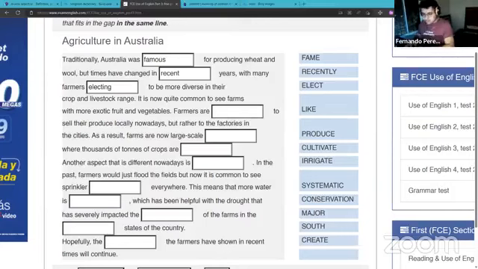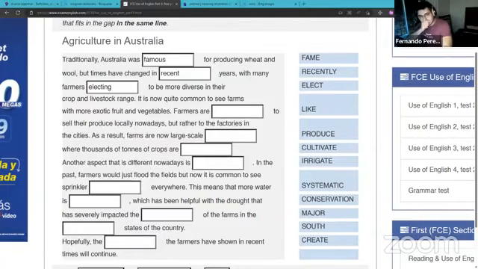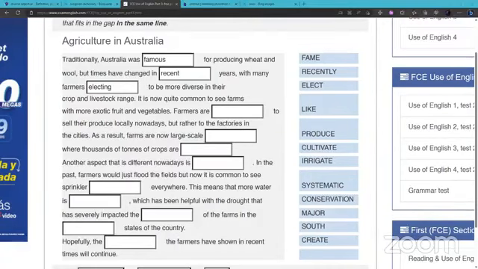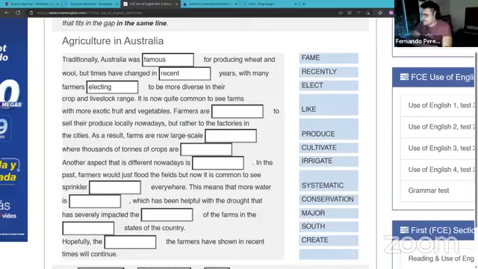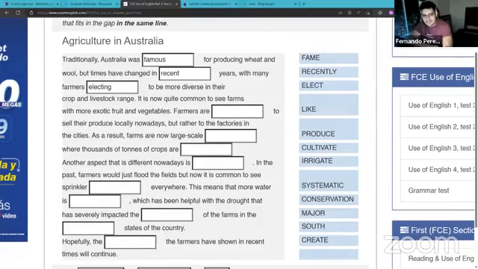Farmers are... I think that we need farmers are to sell the... What word would you put if you didn't have the word like?